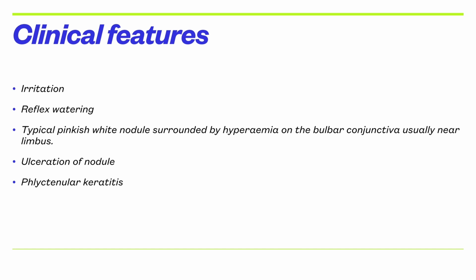The second sign which we can see is the ulceration of the nodule, and the third sign which may be seen is phlyctenular keratitis, which is basically involvement of the cornea, in which we can see inflammation of the cornea and blood vessels progressing towards the cornea.